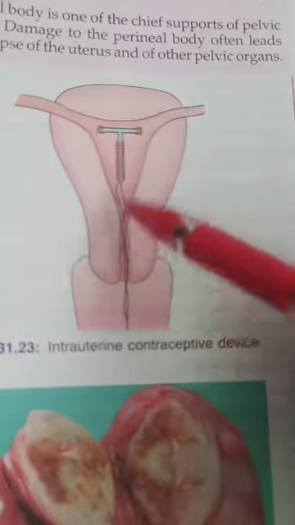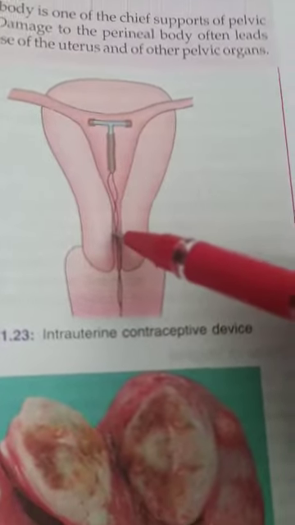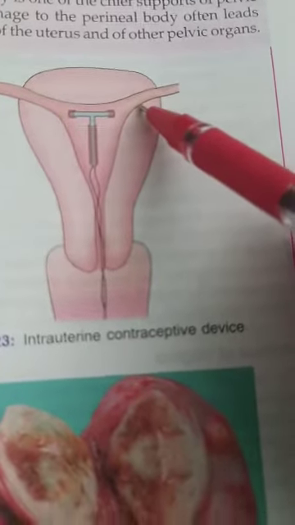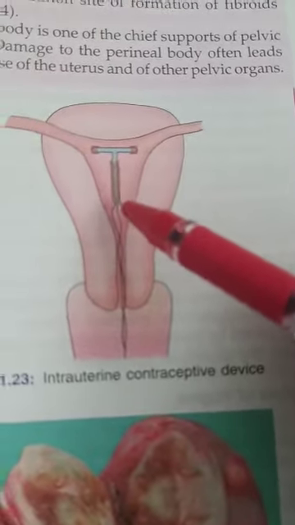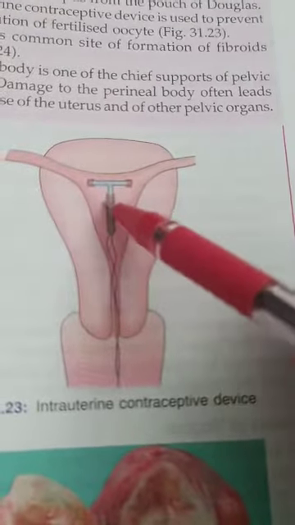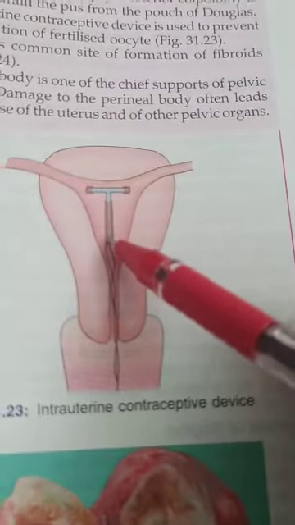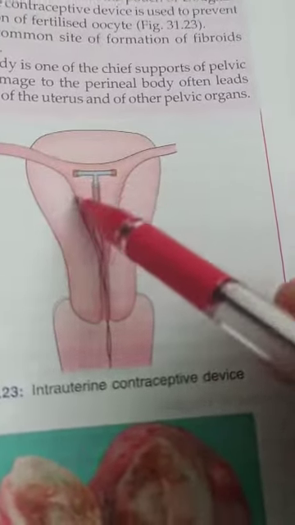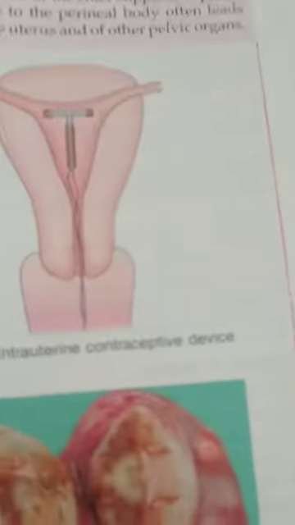See, this is the T device, which is an intrauterine device, which helps in preventing fertilization. This is the copper T. A T-shaped structure is implanted inside the uterine cavity in order to prevent fertilization.